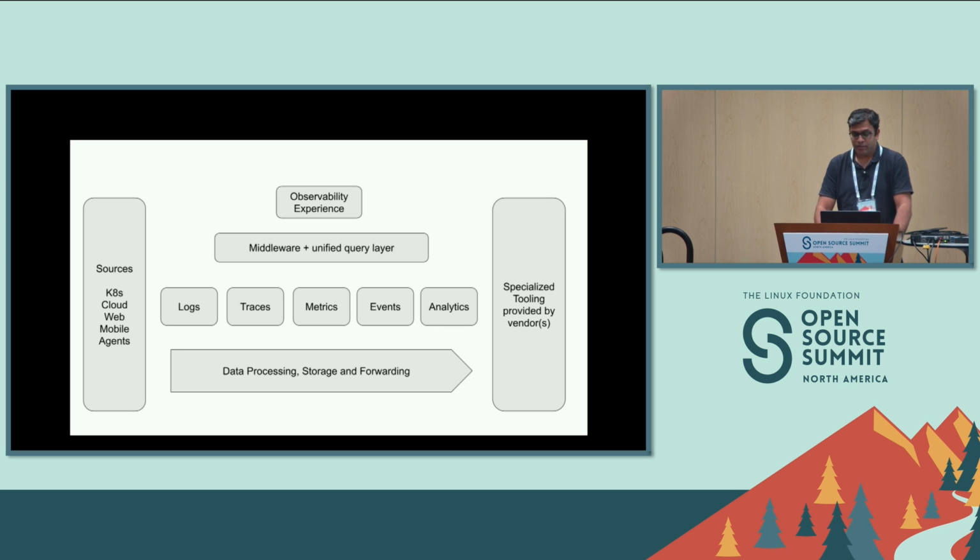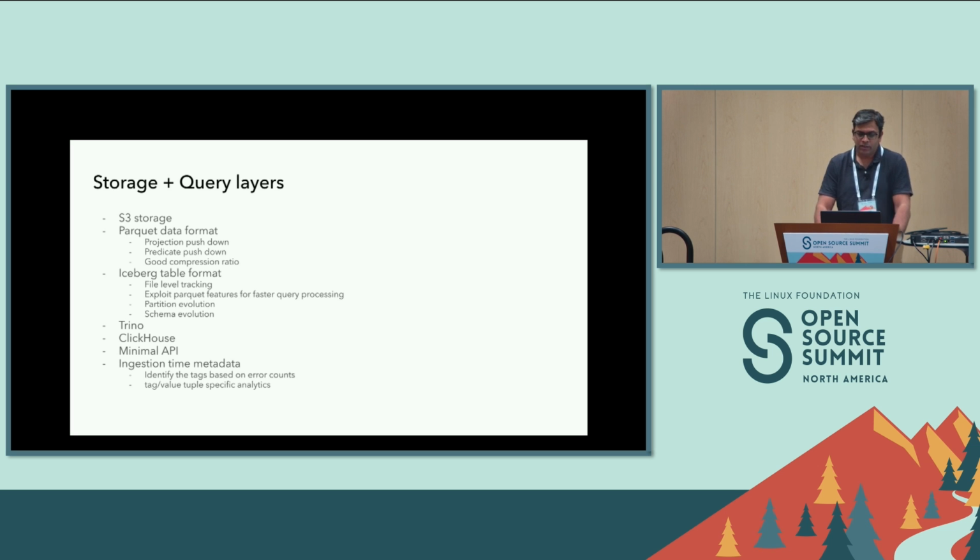But there are definitely some outliers. So with that, what did we do? Obviously, we are AWS heavy, so we used S3 as a storage. And Parquet data format, especially since most of the queries typically that you execute on an observability system involve aggregations.